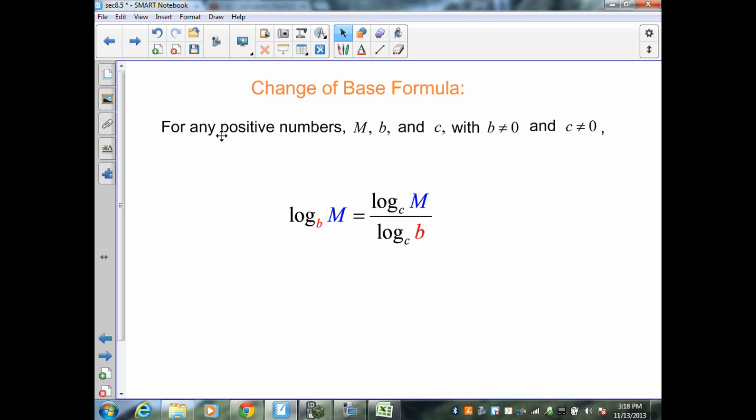For any positive numbers m, b, and c, with b not equal to 0 and c not equal to 0, we have log base b of m equal to log base c of m divided by log base c of b. In our determination of this value, we're going to use a calculator, and we're going to use the common log of m divided by the common log of b.